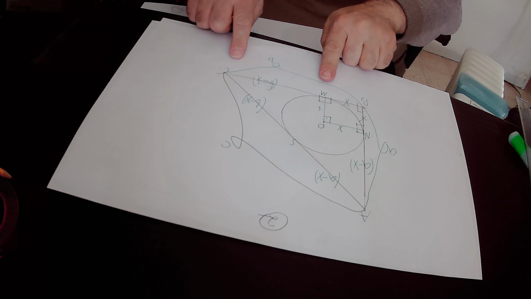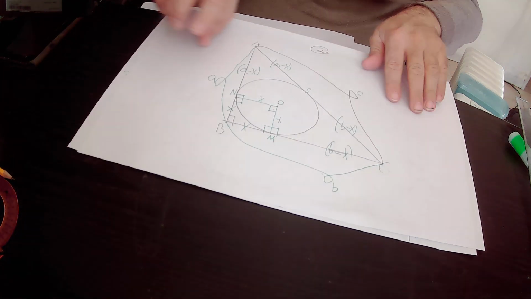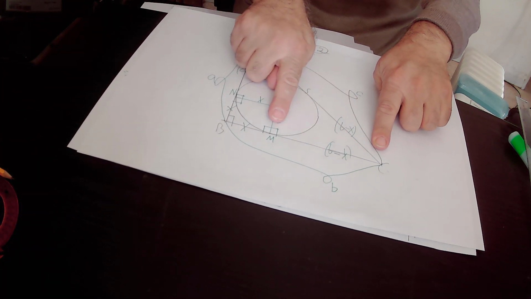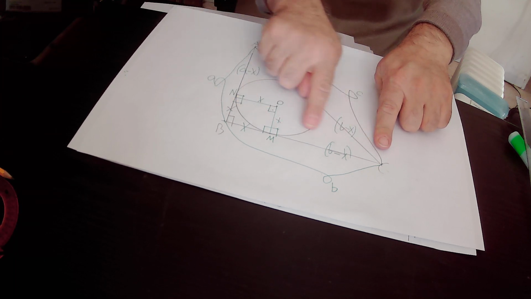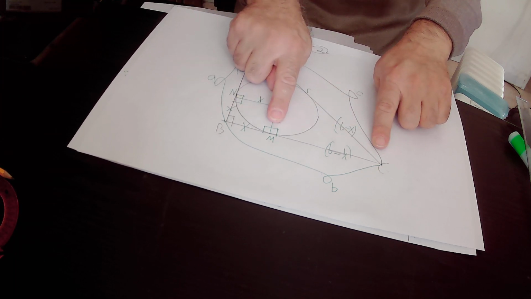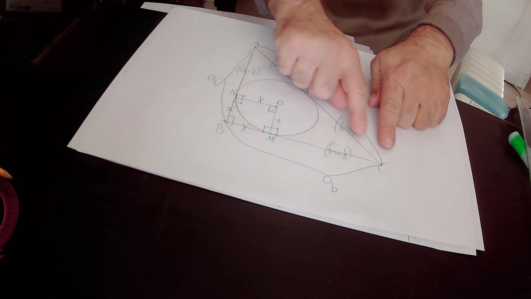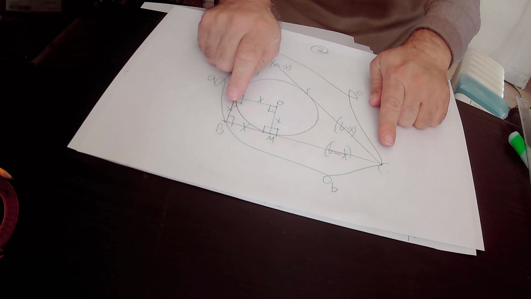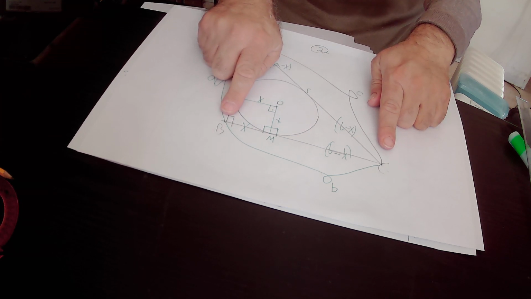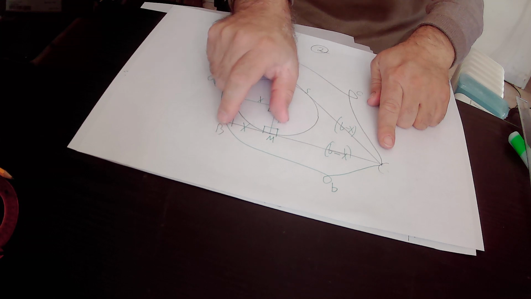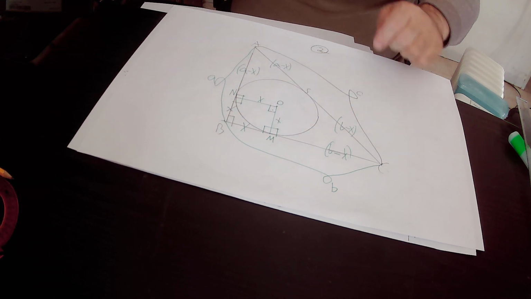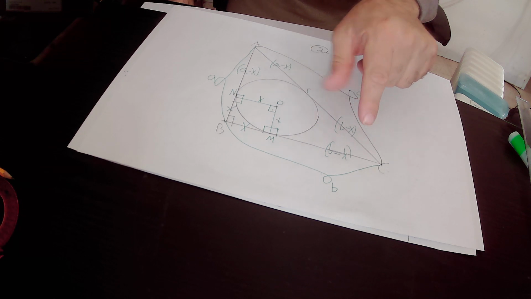So what is the length of segment MC? It is very easy to see from the drawing that MC equals CB minus BM. Again, CB minus BM is MC. CB is B and BM is X. Therefore, in total, CM equals B minus X. So CM or MC is B minus X.